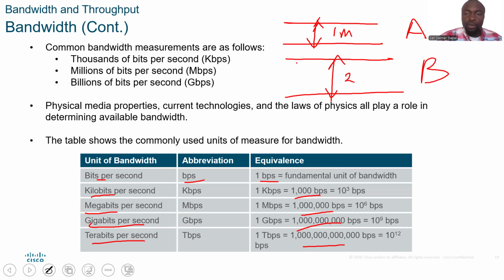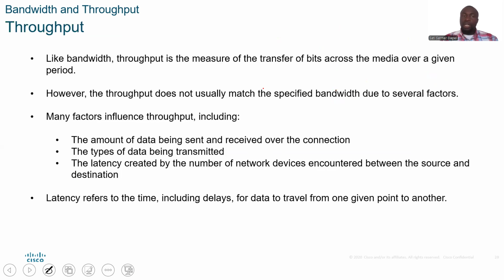This one maybe 2 meter. Now, if you have these pipes, the amount of data that can pass through here cannot be more than the size of the device. The amount of data that can pass through here could be twice the size of the first pipe. So the bandwidth in A is lower than the bandwidth in B because of the capacity.